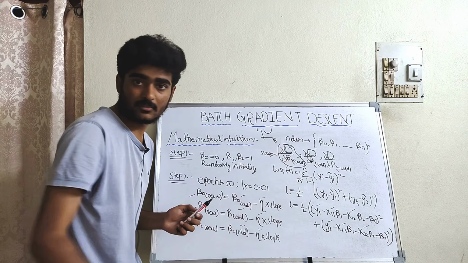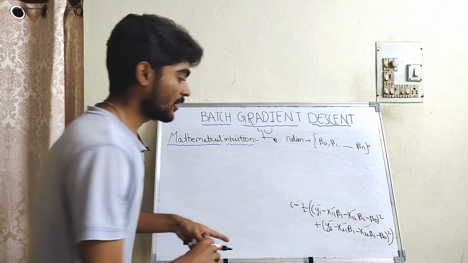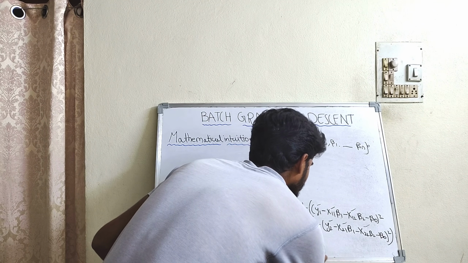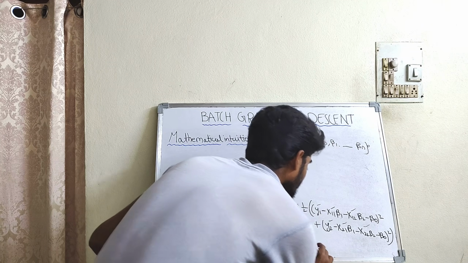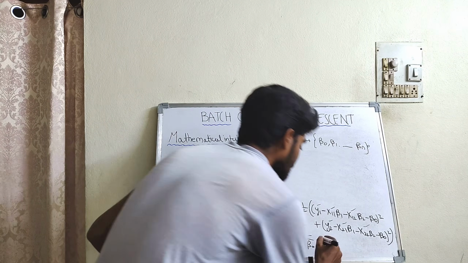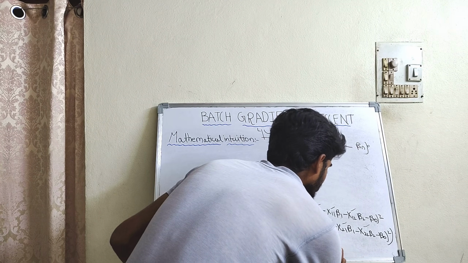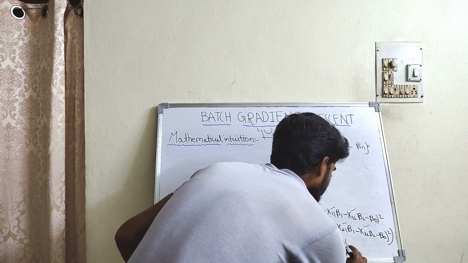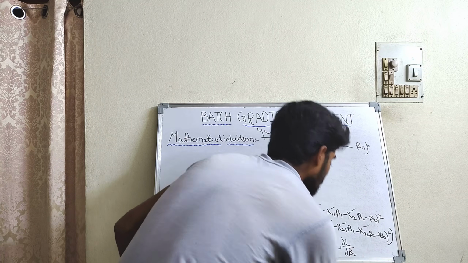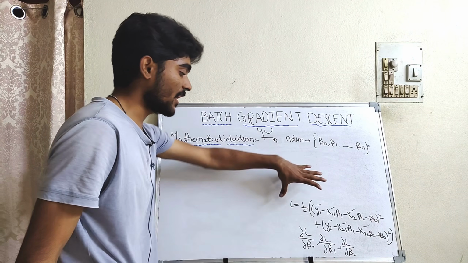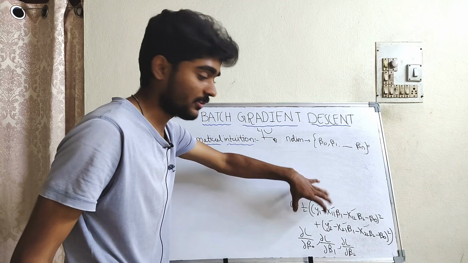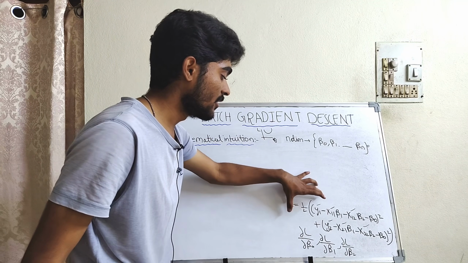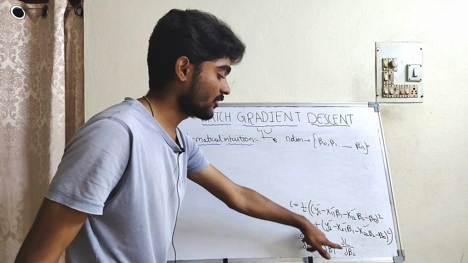Now let me run this. Yes, now we have the loss. The differentiations that we need to do are del L by del beta naught, del L by del beta 1, and del L by del beta 2. First I need to differentiate this loss with respect to beta naught, second with respect to beta 1, and third with respect to beta 2.